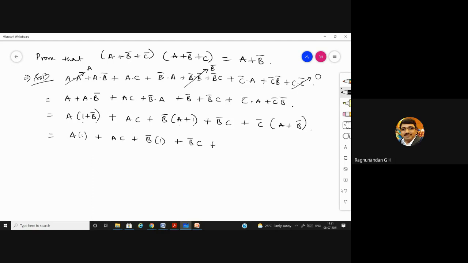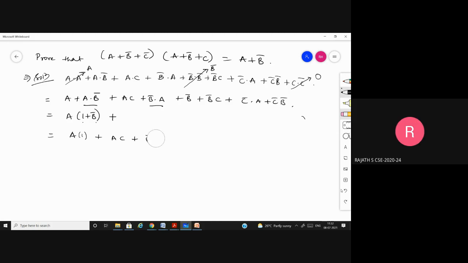Sir, in the above equation itself, A into B bar and B bar into A, both are the same. Can we reduce to one A into B bar? Where? In the second line. Yes, sir, you are talking about A into B bar. Both are the same, right? We can reduce to one A into B bar itself. Yes, we can do that. Okay, we can reduce there only.